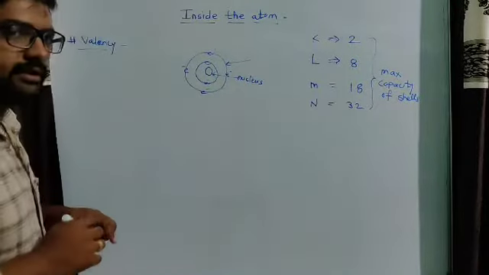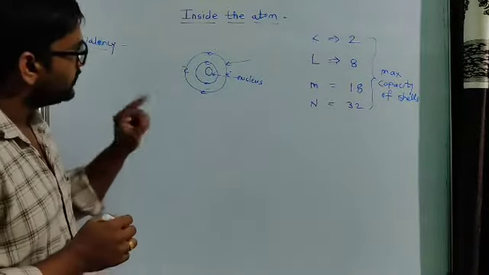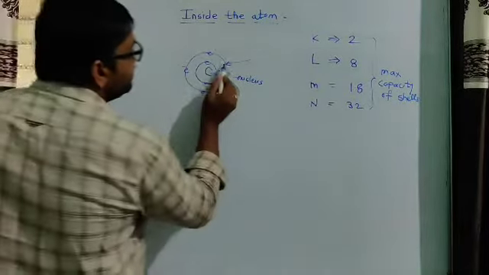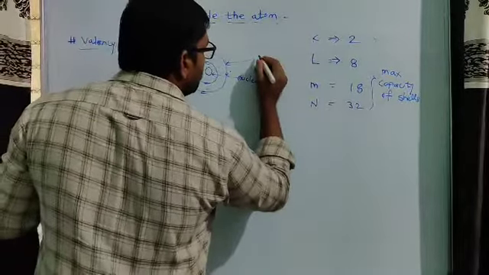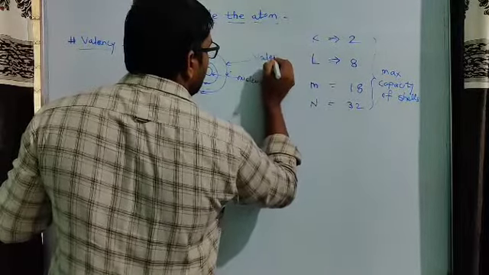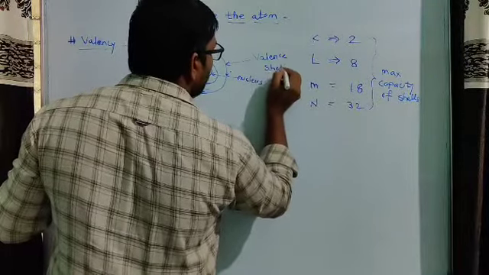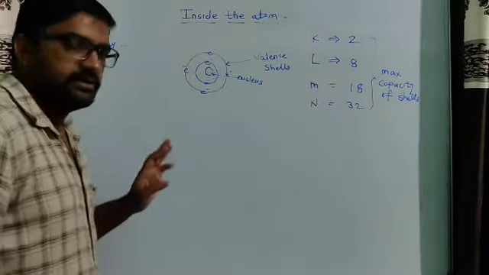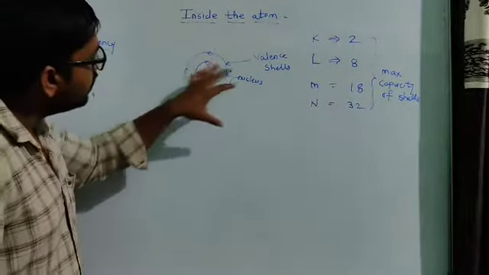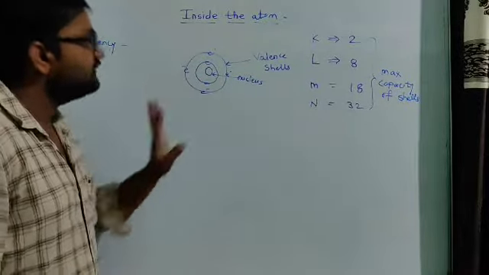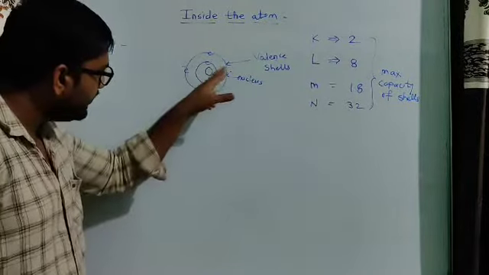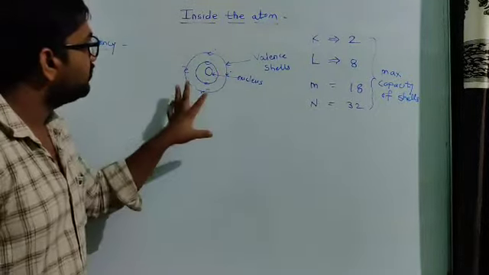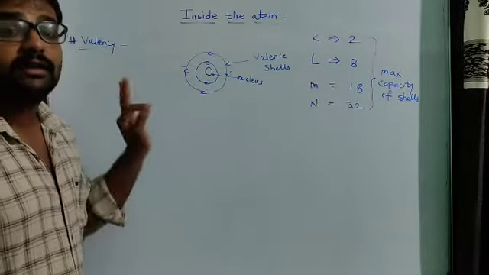There are 6 electrons in the carbon atom, so 2 electrons in the first K shell, then the remaining 4 in the second L shell. So look, this is the outermost shell, which is also called the valence shell. The electrons which are present in this outermost shell, those electrons are also called valence electrons.